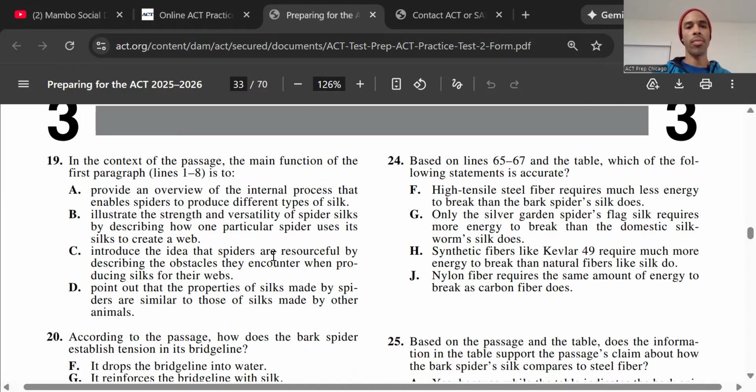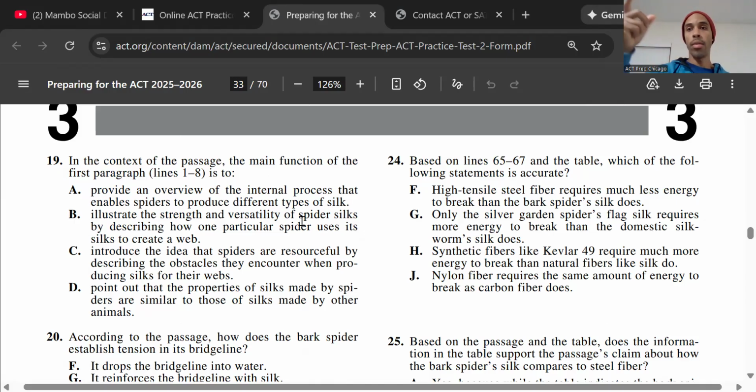Introduce the idea that spiders are resourceful by describing the obstacles they encounter. No. Point out that the properties of silks made by spiders are similar to those of silks made by other... No. It was B. A, provide an overview of the internal process that enables spiders to... No, it wasn't about internal process. Illustrate the strength and versatility of spider silks, right? Strength and versatility was stretching over a river, and it was versatile. It could be used to move or to catch insects.